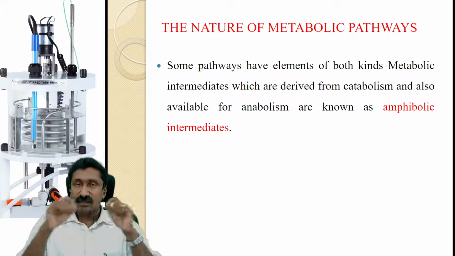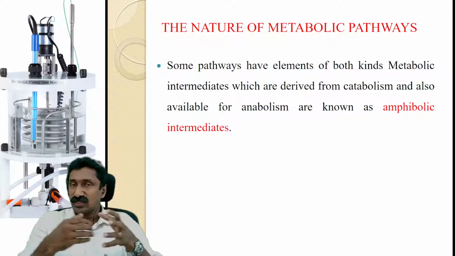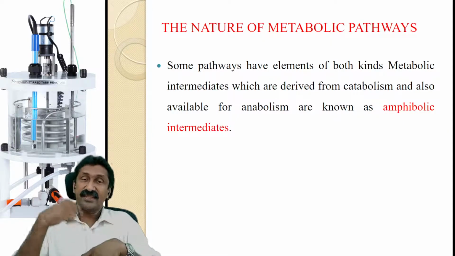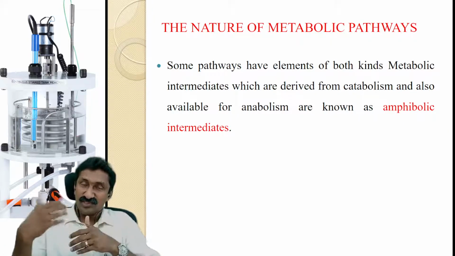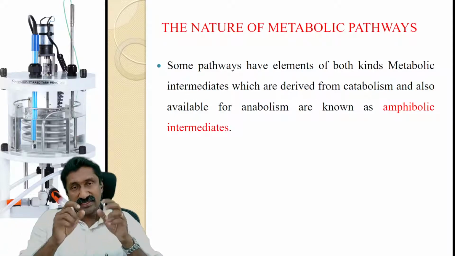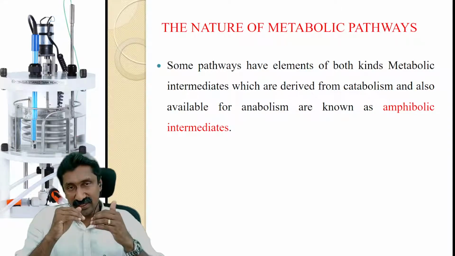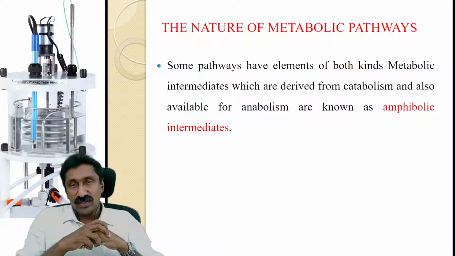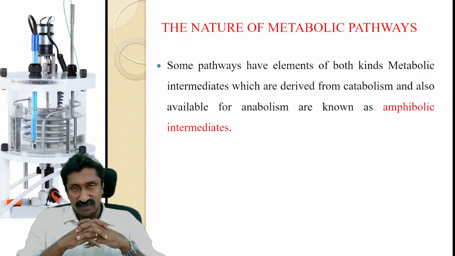One, a catabolic pathway, so it is produced during the breakdown of a compound. Then subsequently that is utilized again in an anabolic pathway for the synthesis of something. So that intermediate which comes in both the catabolic and anabolic pathways, this type of intermediate is known as an amphibolic intermediate.